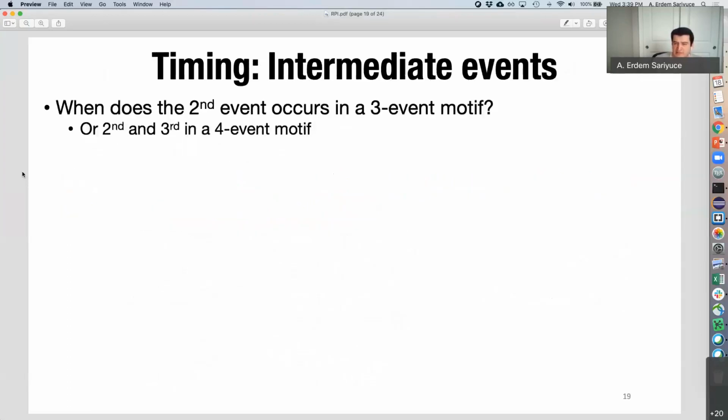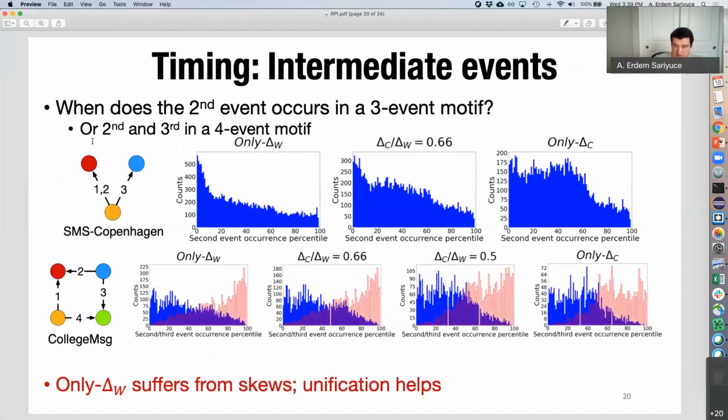Another thing was this intermediate events, which was overlooked in the previous works. So if you have 3 events, a natural question is, when does the second event happen? Is it close to the first one or the third one, or how is the distribution? Likewise, if you have 4 events, when does the second or the third event happen? So that's what we checked here. This top row of experiments is just an example motif, but we observed those are more representative, and other motifs show similar characteristics.